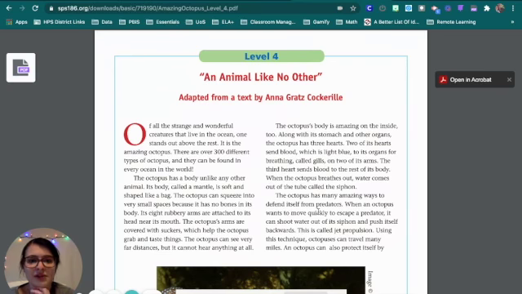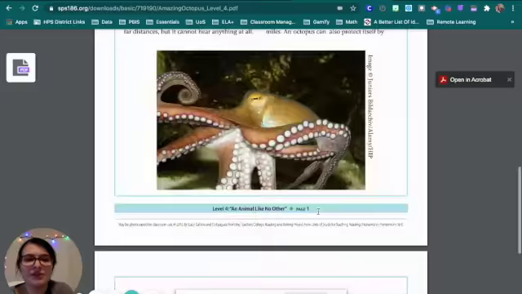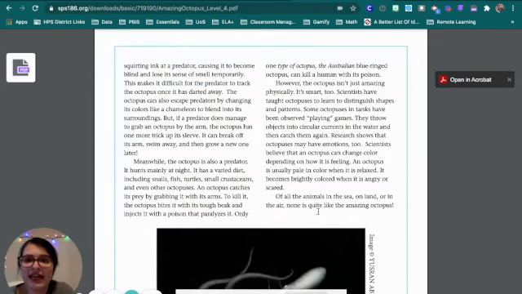When an octopus wants to move quickly to escape a predator, it can shoot water out of its siphon and push itself backwards. This is called jet propulsion. That seems pretty cool. Using this technique, octopuses can travel many miles. An octopus can also protect itself by squirting ink at a predator, causing it to become blind and lose its sense of smell temporarily.